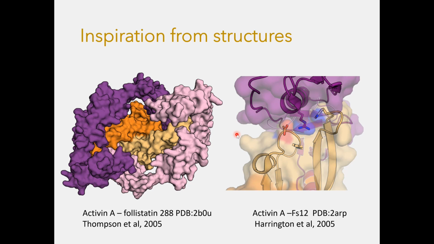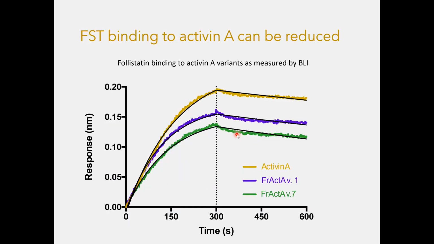So we looked at these structures, generated mutants, and I'm giving you an example of data from a couple of them. So you can see, first of all, we could detect reduction in binding of follistatin to these engineered activins. These purple and gray lines here show the binding in bio-layer interferometry or Octet biosensor compared to the wild-type Activin A. It's clearly reduction in binding.